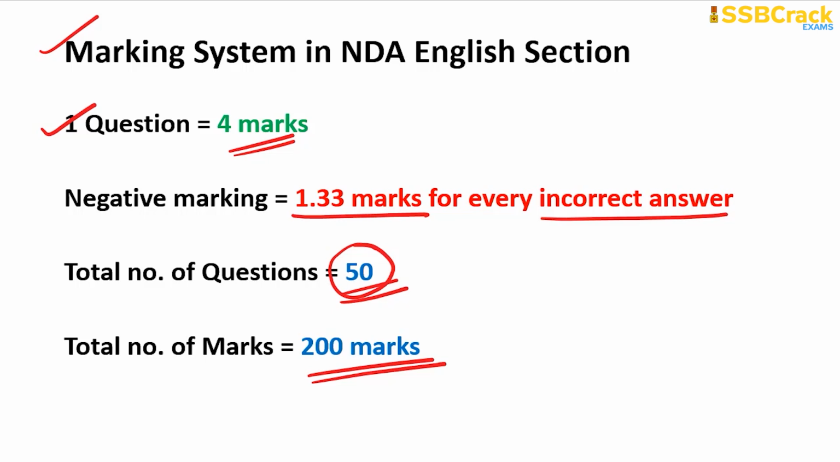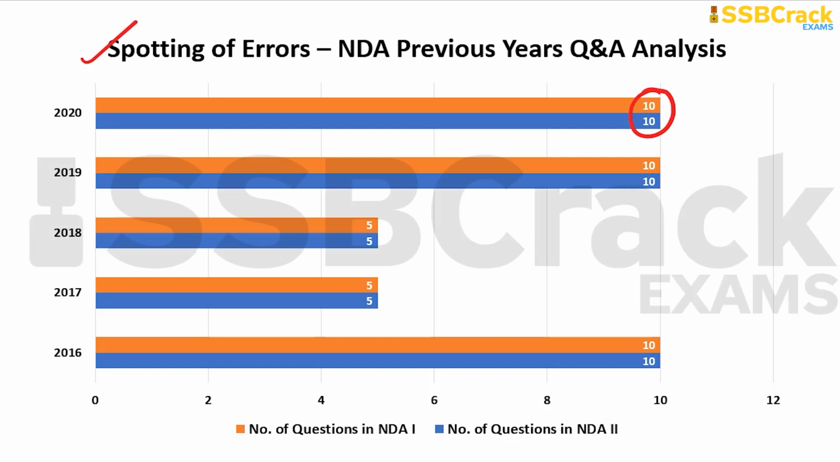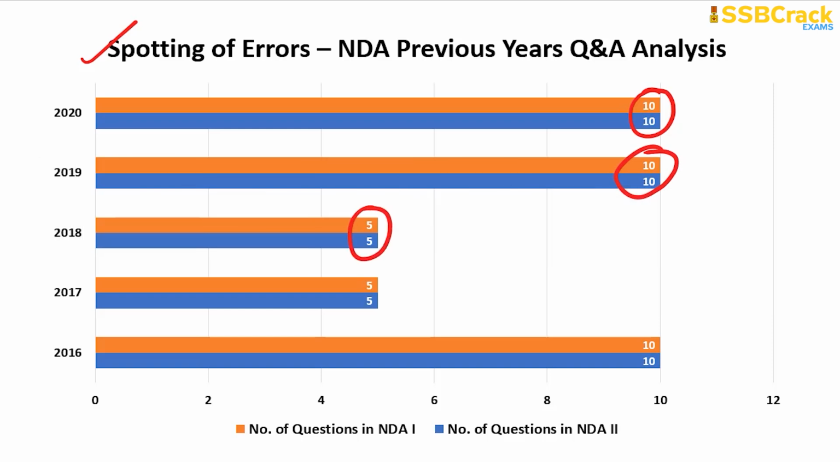Let's take up all the topics one by one and see the analysis. Let's go through the last 5 years analysis of each topic and see how many days we need to dedicate to it. Let's start with the first topic, spotting of errors. As per the last 5 years trend, 10 questions came both in NDA 1 and 2 2020 and NDA 1 and 2 2019, while 5 questions came in NDA 1 and 2 2018 and 2017. Again, 10 questions came for NDA 1 and 2 2016. So you can expect on average 5 to 10 questions in this topic.